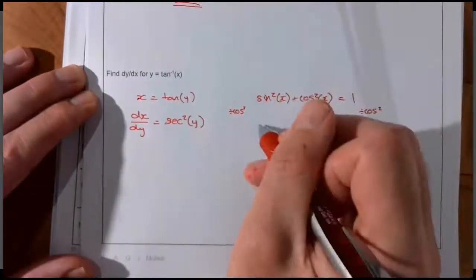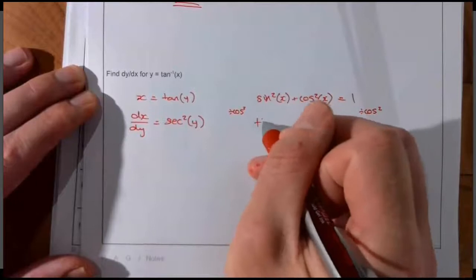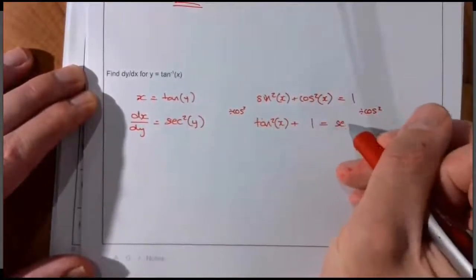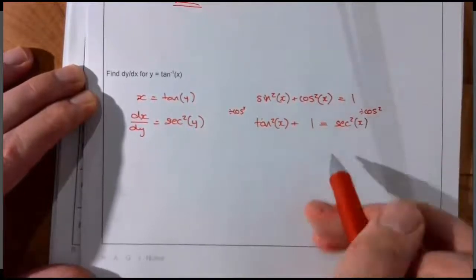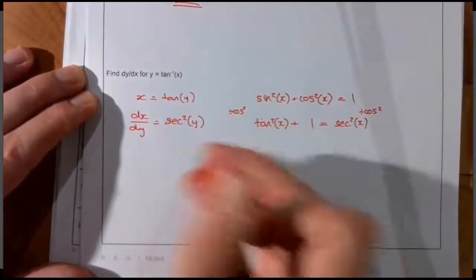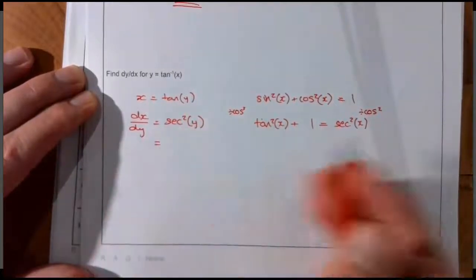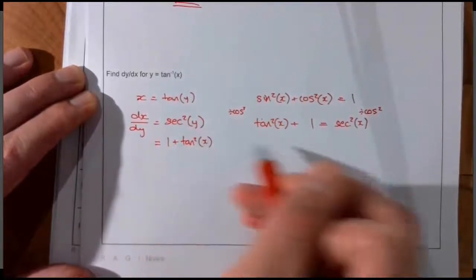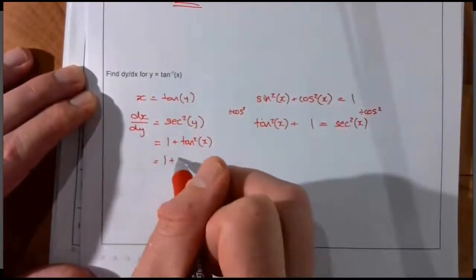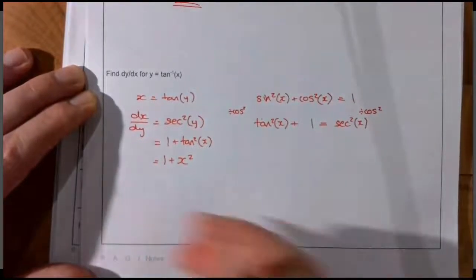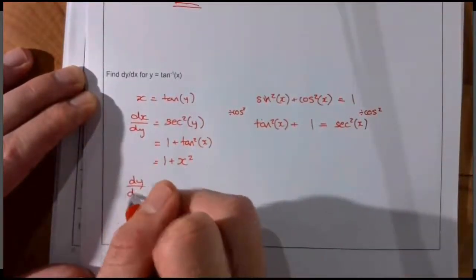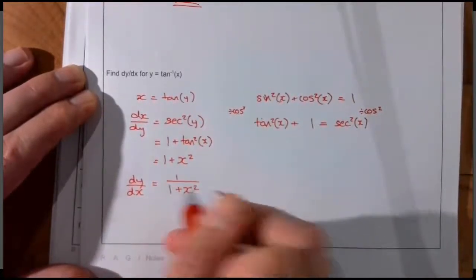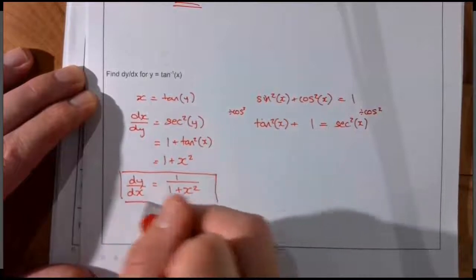Dividing by cos squared here gives me sine of tan squared plus 1 equals sec squared. So yeah, I knew it was something like this, but we can see a difference here, right? Because dx by dy now is 1 plus tan squared y, no square root, which means it's 1 plus x squared, no square root. Which means that when we flip it over, find the reciprocal, dy by dx is 1 over 1 plus x squared with no square root.